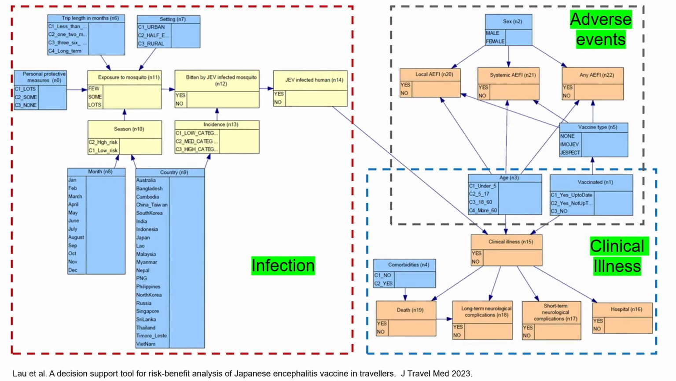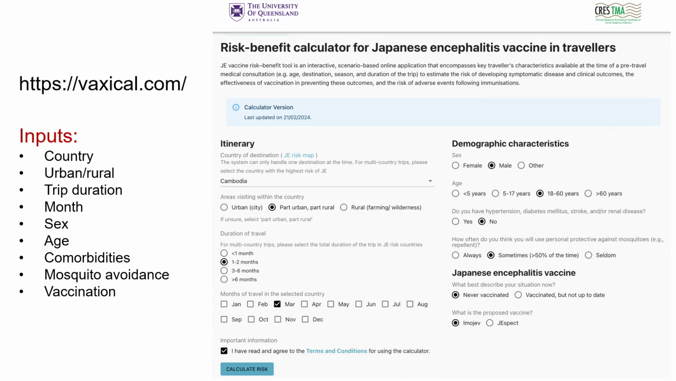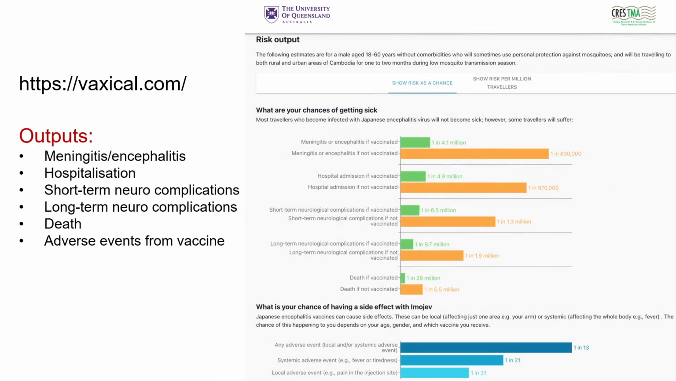Using a similar approach, a Bayesian network approach, we built a model which has 3 submodels, one related to the risk of infection, one related to adverse events, and one related to clinical illness. And we have an interactive tool similar to the CoRiCal tool, where you can put in the inputs related to the country of travel, urban versus rural destinations, trip duration, the month because risk is seasonal, age, sex, comorbidities, mosquito avoidance, and also which vaccine you've had, or maybe you've had no vaccine at all. And you get outputs looking something like this.